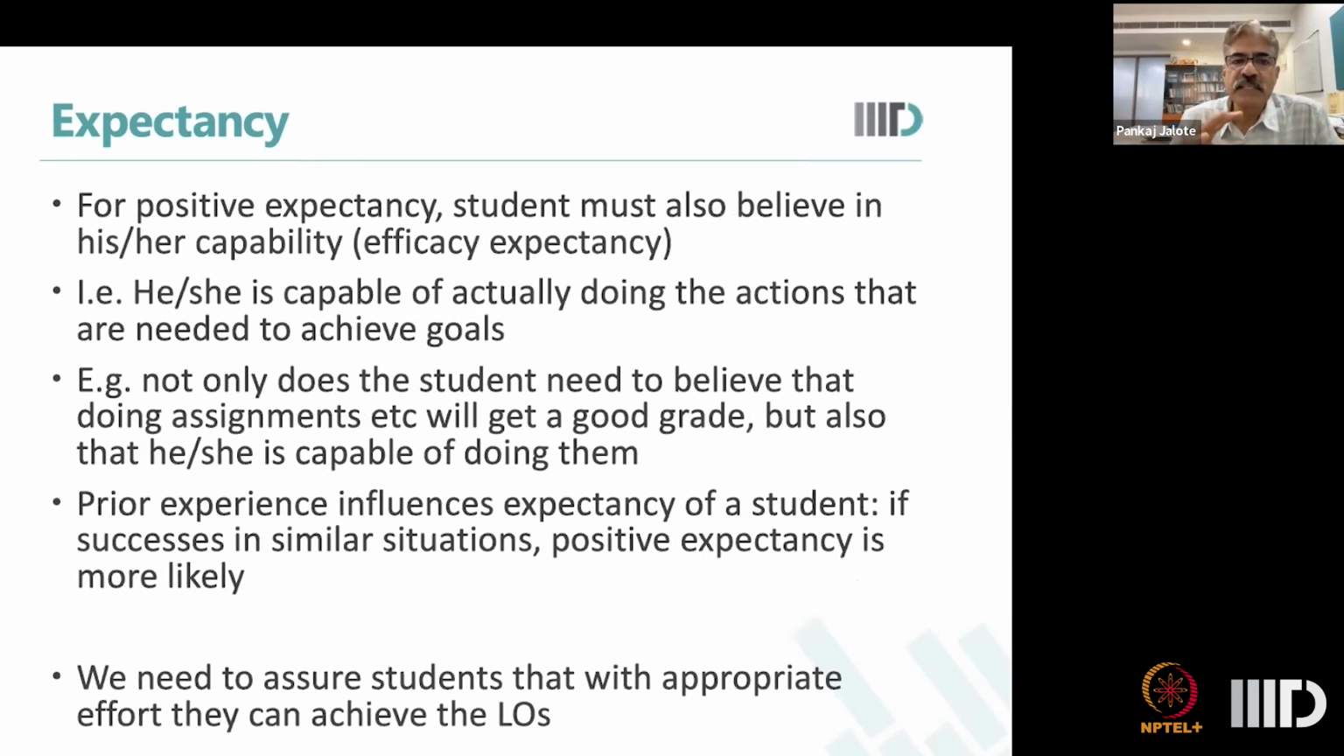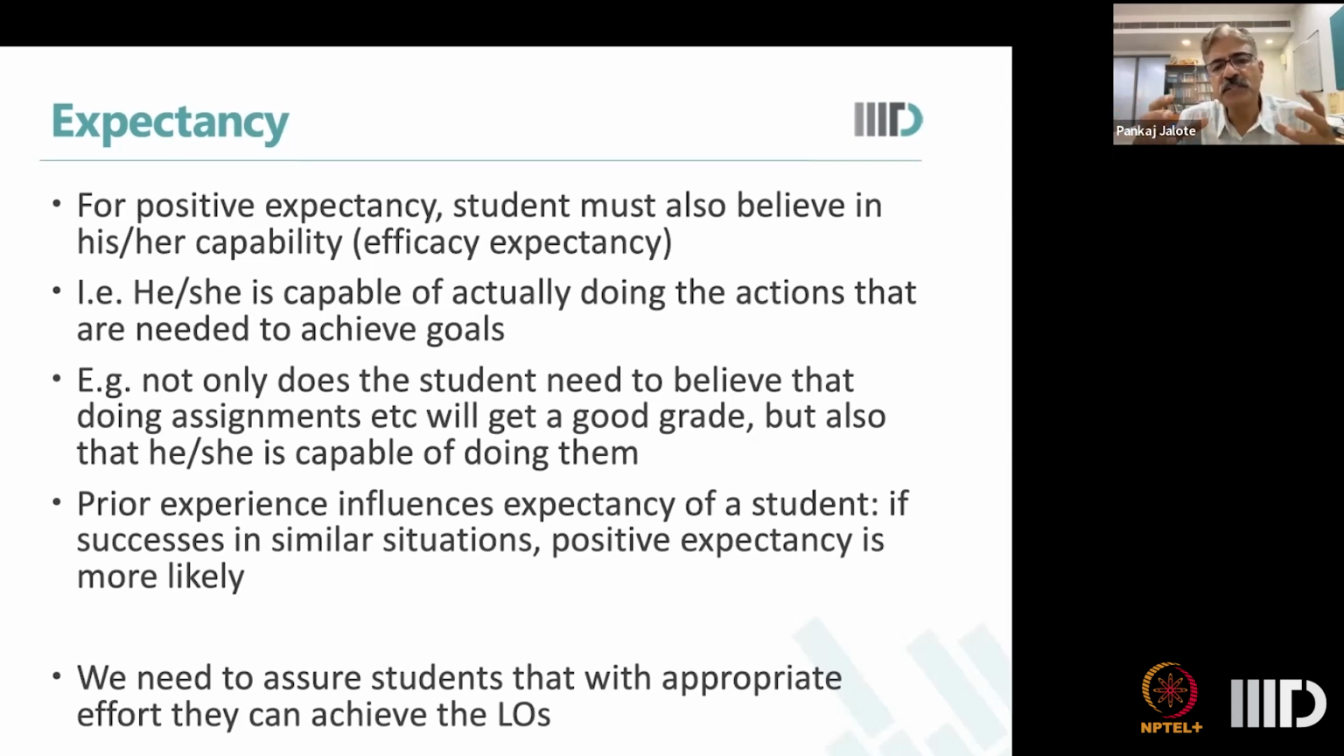And of course, there is this other aspect which I think is beyond a teacher's realm in general, but for positive expectancy, the student must also believe in his or her capability. Now this is a larger issue, whether the student is capable of actually doing the actions that are needed. So this is about confidence and other things.